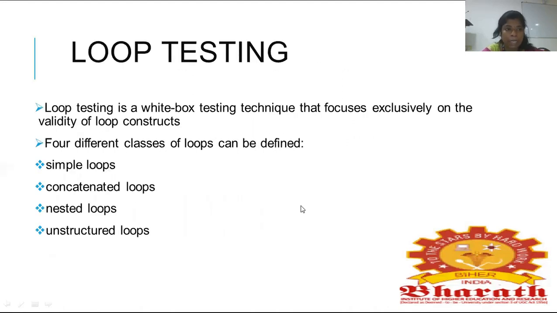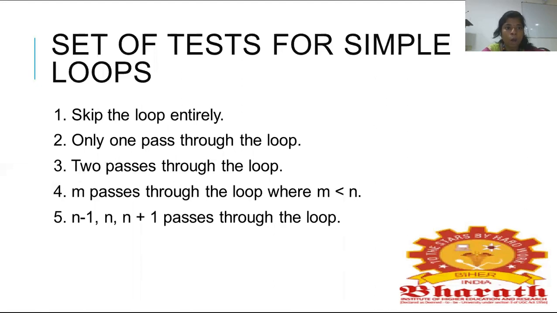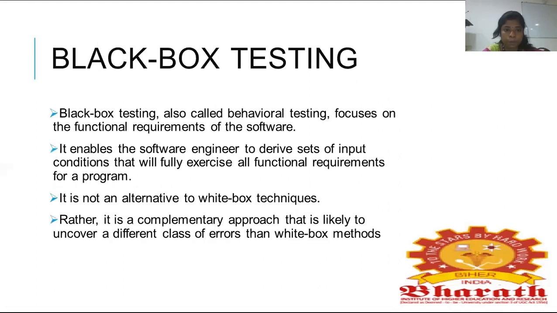Simple data flow testing strategies require changes to be made at least once. Now, what is loop testing? Among the white box techniques, we also have loop testing. Four different cases of loops can be defined: simple loops, concatenated loops, nested loops, and unstructured loops. For simple loops, the set of tests is to skip the loop entirely, or make only one pass through the loop, or two passes, or m passes through the loop. Either one pass, or two passes, or many passes can be made. So the condition should test n minus 1, n, or n plus 1 passes through the loop.